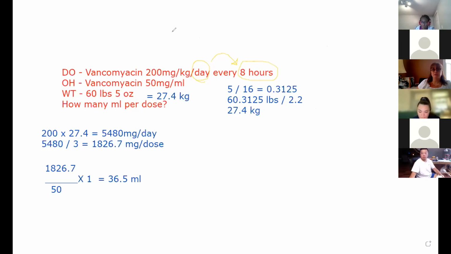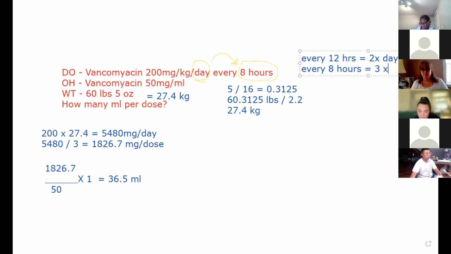So every 12 hours would be 2 times a day. Oops, what happened? What did I just do? Did I just unshare my screen? No, it's right there. So every 12 hours is 2 times a day. Every 8 hours is 3 times a day. Every 6 hours equals 4 times a day. And those are the most common ones you'll see. Okay.